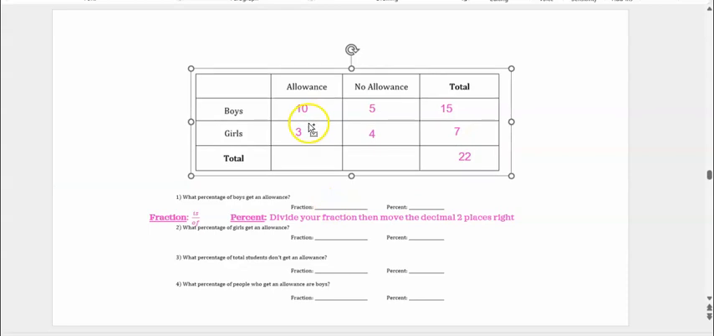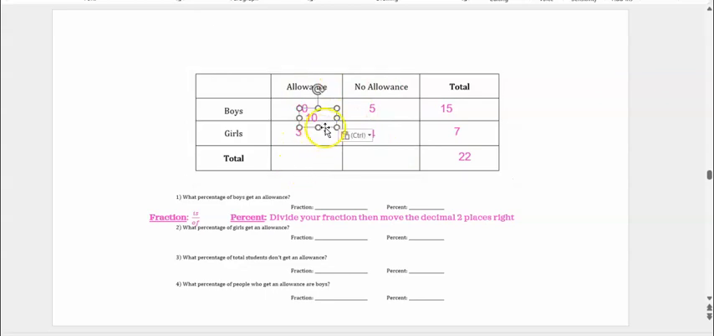You can also total down the columns. So how many kids in the class get allowance? Well, it looks like 13 do, 10 boys and 3 girls, and 9 kids do not get allowance. Okay, get those numbers in your chart. And you can add along the row here, 13 plus 9. Okay, that's 22 kids still. So your totals should add to that grand total, and they do. So that's a way to check yourself.